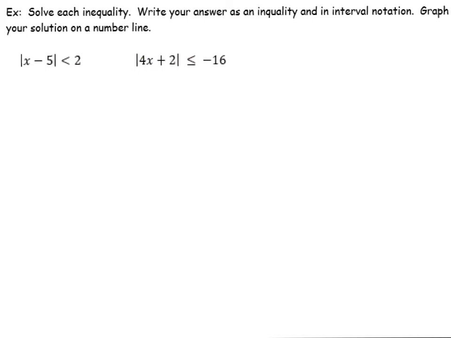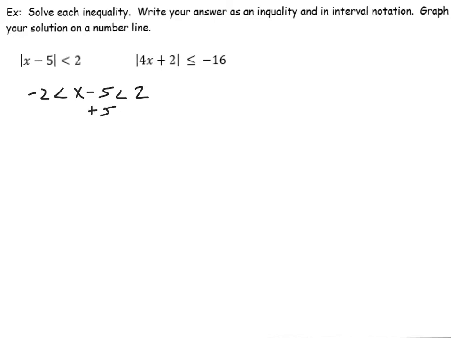All right, let's solve some of these. Both of these are less than, so they fit really the last 2 that we were looking at, where you're going to have one continuous interval, okay? So I would have -2 less than x minus 5. In this case, x minus 5 would be your u, less than 2, okay? Really simple one to solve.